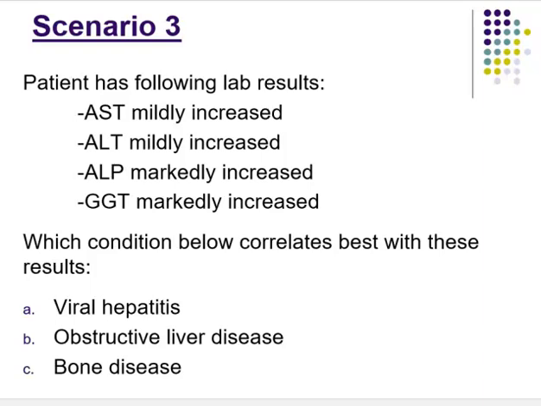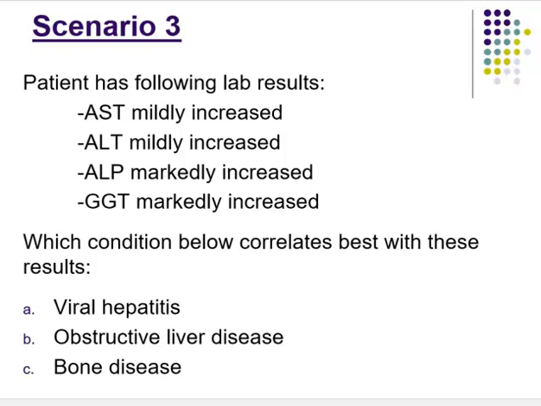So let's look at another patient scenario. The lab results are as follows. The AST is mildly increased, the ALT is mildly increased, the ALP is markedly increased, and the GGT is markedly increased. So which condition below correlates best with these results?